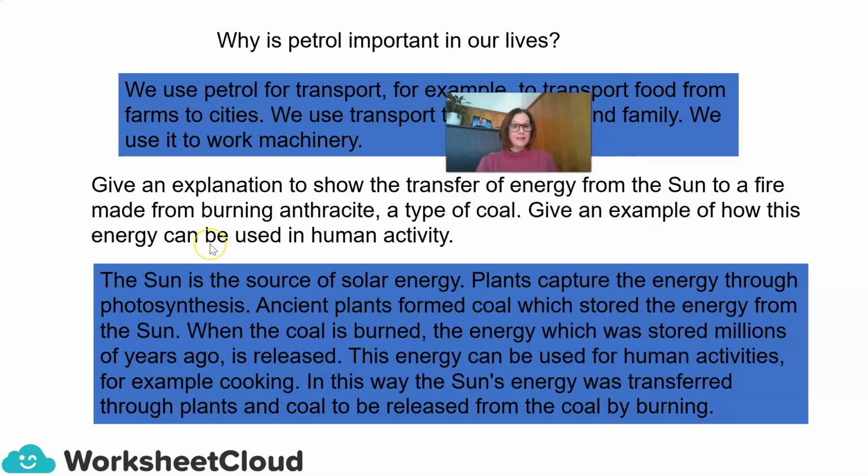Sun is a source of solar energy. Plants capture energy through photosynthesis. Plants formed coal, which stored their energy from the sun. When the coal is burned, the energy which was stored millions of years ago is released. This energy can be used for human activities, for example, cooking. In this way, the sun's energy was transferred through plants and coal to be released from the coal by burning.